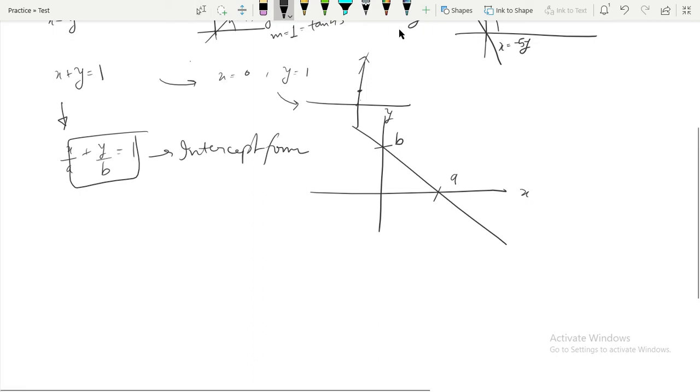So I will show you. Suppose taking this equation x plus y is equal to 1, here we can write it as x by 1 plus y by 1 is equal to 1. So this would be looking like this.